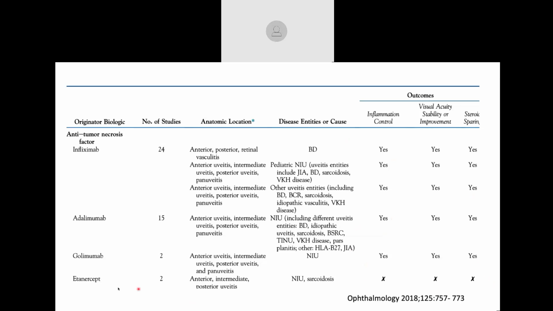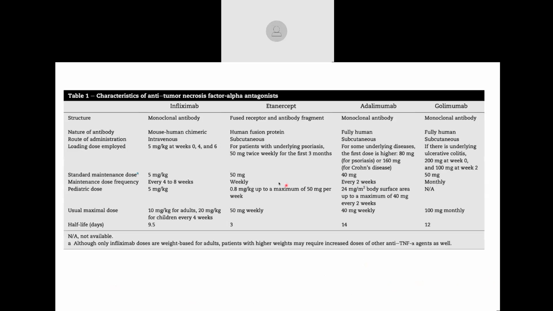Biosimilars versus innovators. Tocilizumab, an IL-6 blocker, is given at 8 milligrams per kg as an infusion. It can be given over 1 hour. You may not need to give pre-medication. The unique side effects are diverticulitis.